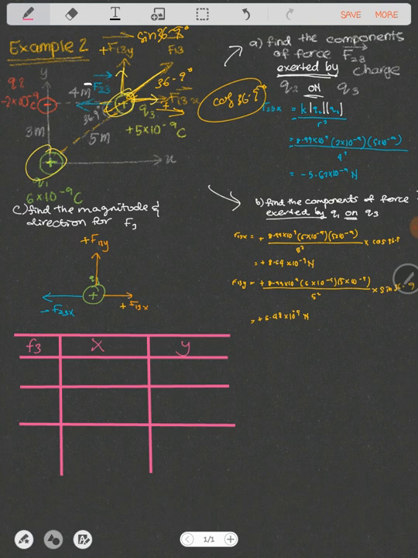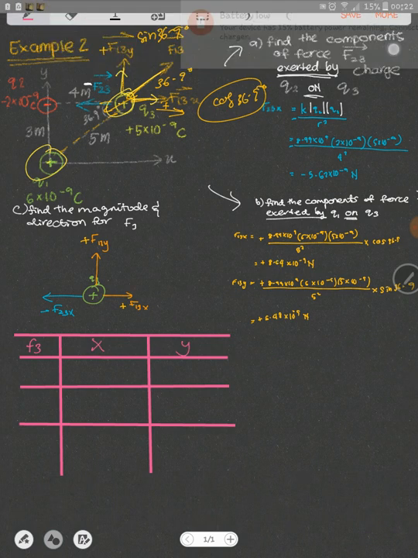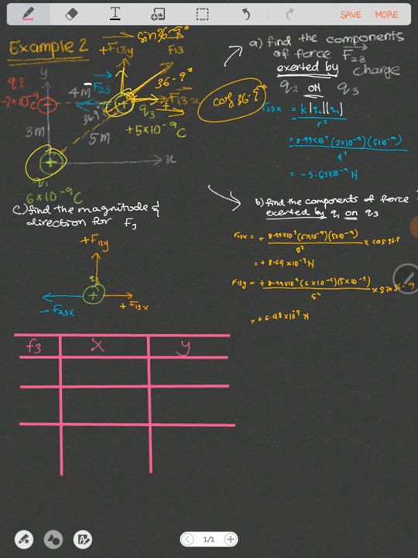And then the last column and row is for what we call the net force for each of the components. Okay, so F3 ni kita namakan dia F23. F23 pada X component ni negative 5.62 times 10 to the power negative 9 Newton. And then Y component doesn't exist.